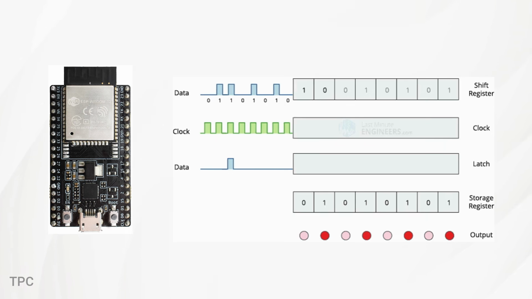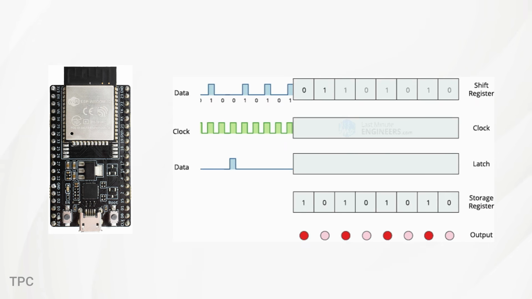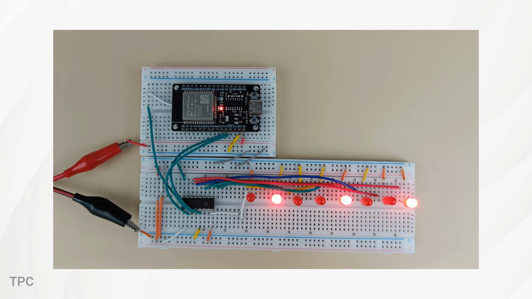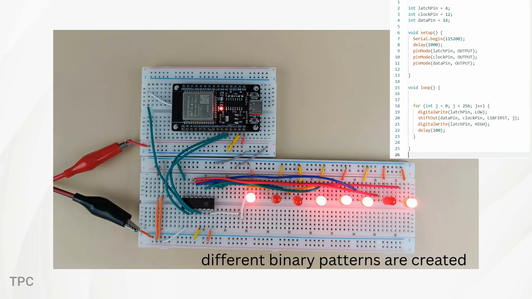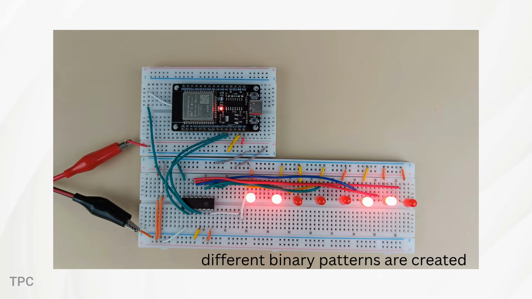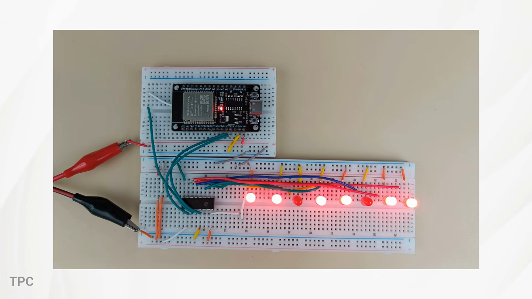Once the entire byte is loaded, the ESP triggers the latch pin, causing all the outputs to update simultaneously. This allows the LEDs to change together instantly instead of one by one. As the value keeps changing from 0 to 255 inside the loop, different binary patterns are generated automatically, creating continuously changing LED animations.